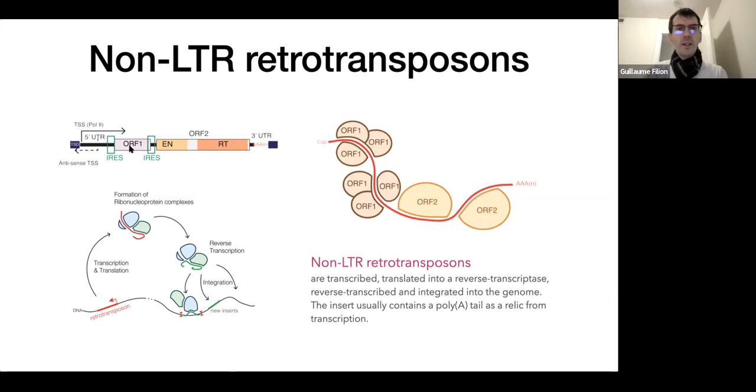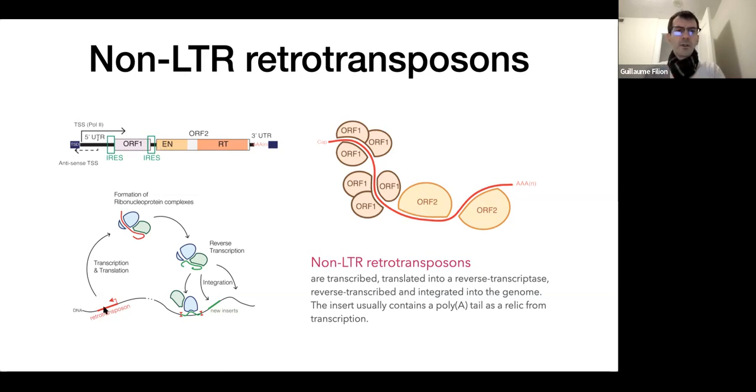ORF1 produces a protein that protects the RNA, and ORF2 has multiple functions. That's the main protein of that type of element, because it's the reverse transcriptase. That's the one that will convert the RNA into DNA. And that's also the integrase that will put this DNA inside the genome.